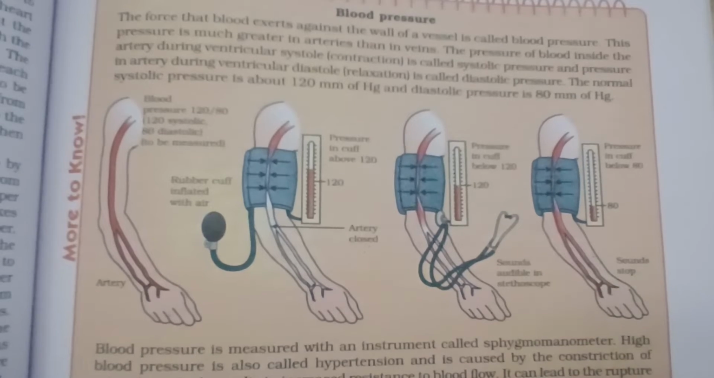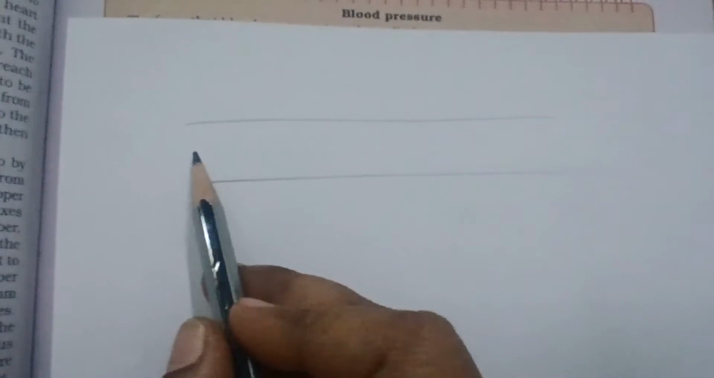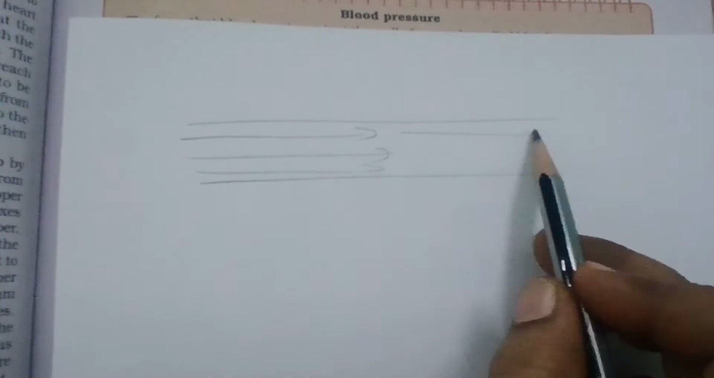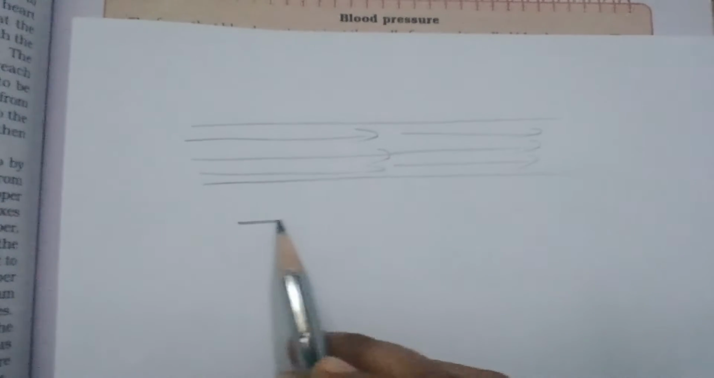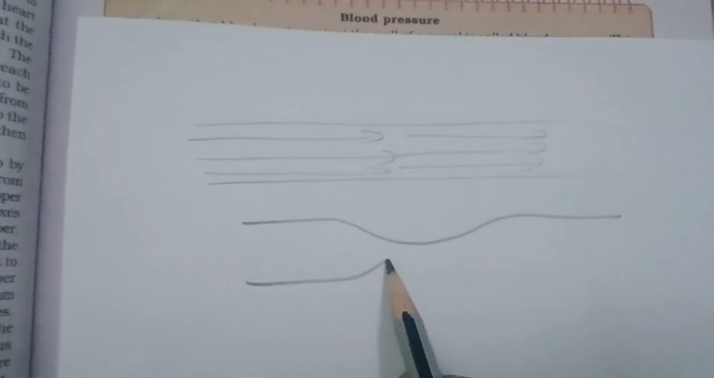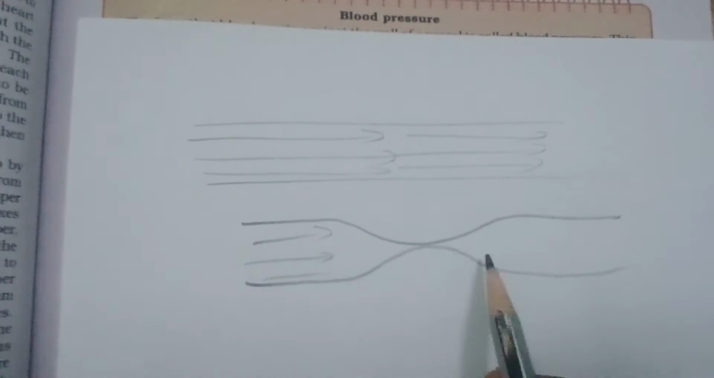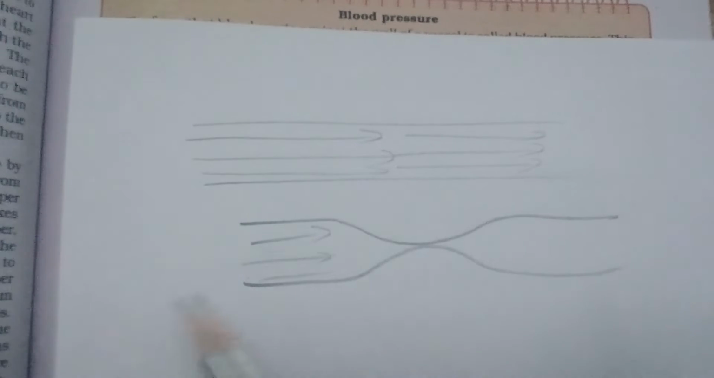Why does this sound happen? For example, this is your artery. The blood is flowing like this, laminar flow, without any disturbance. Once you have given pressure and stopped the flow of blood, it will be stopped, right? Once you slowly release it, the laminar flow will be disturbed and you will get a turbulence.